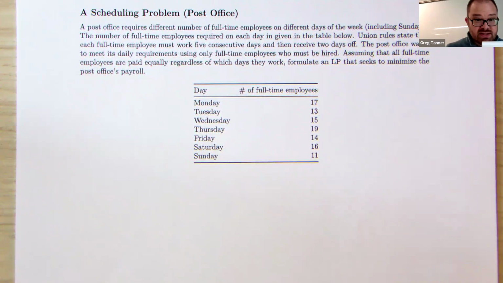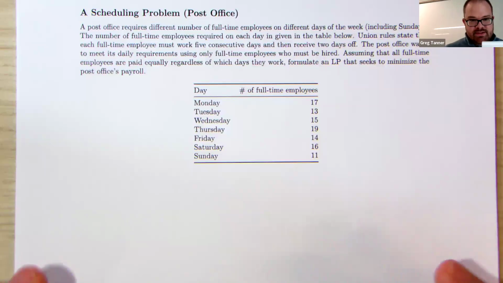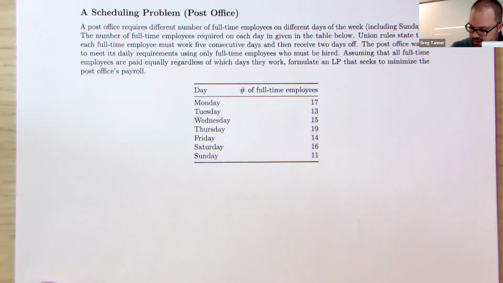So pause the video, read through it, see if you can identify what the decision variables should or could be. This is probably the number one trickiest part, choosing appropriate decision variables. Okay, so let's talk through this problem and discuss what we'd use for our decision variables, which will then determine our objective and constraints and everything else.